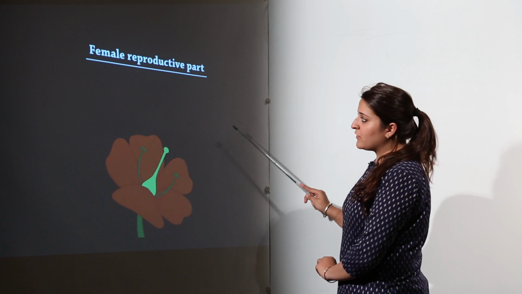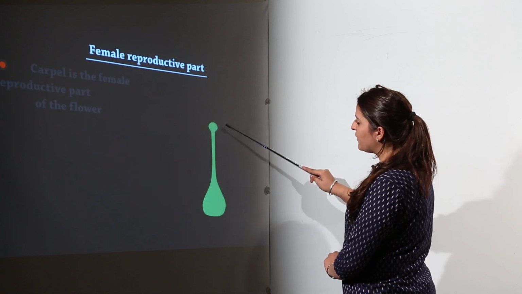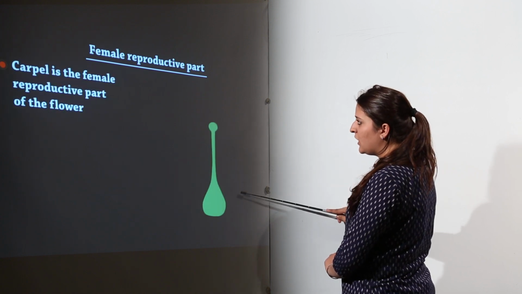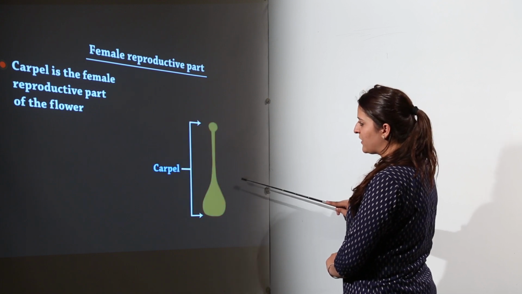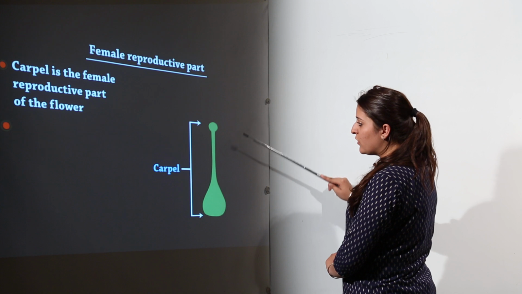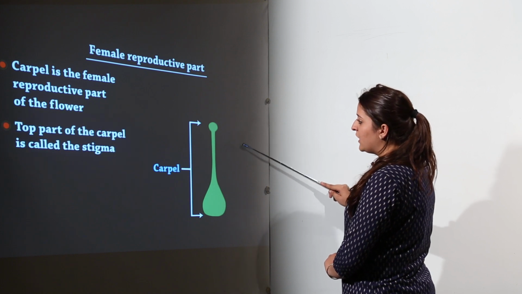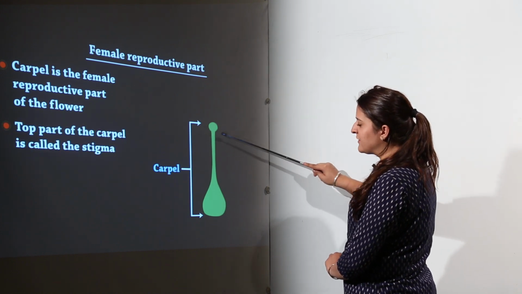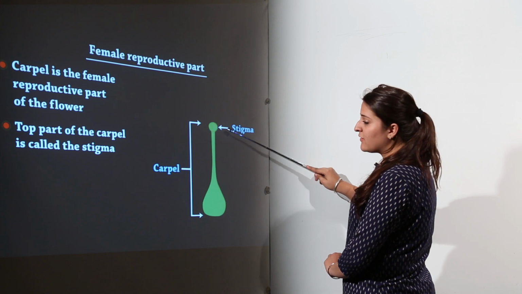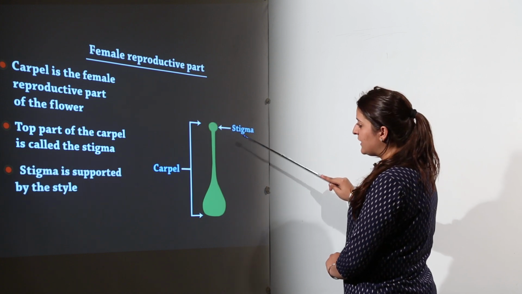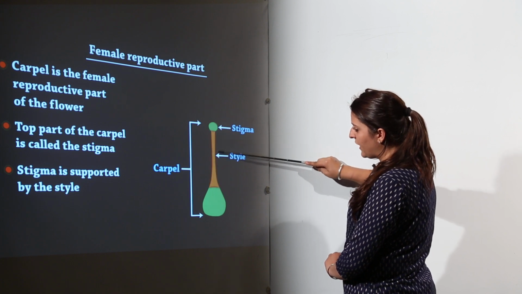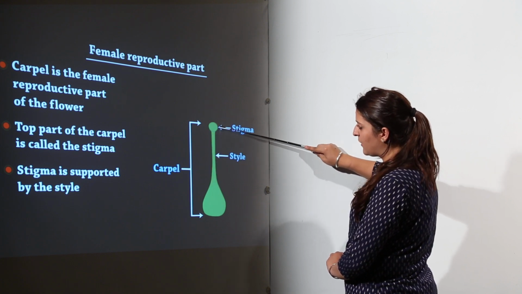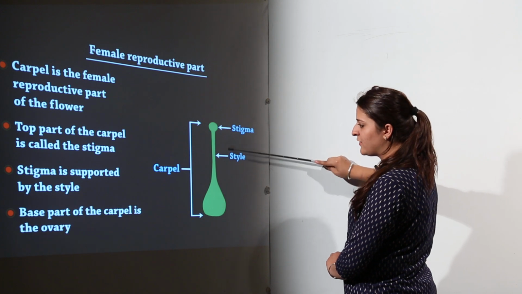The next part is the female reproductive part. This female reproductive part is the carpel, or gynoecium, as we sometimes call it, and this carpel also consists of many other parts. The top part of the carpel, which is a sticky, hairy-like structure, is known as the stigma, and this stigma is supported by a stalk-like structure. The stalk-like structure which actually connects the stigma with the lower part is known as the style.